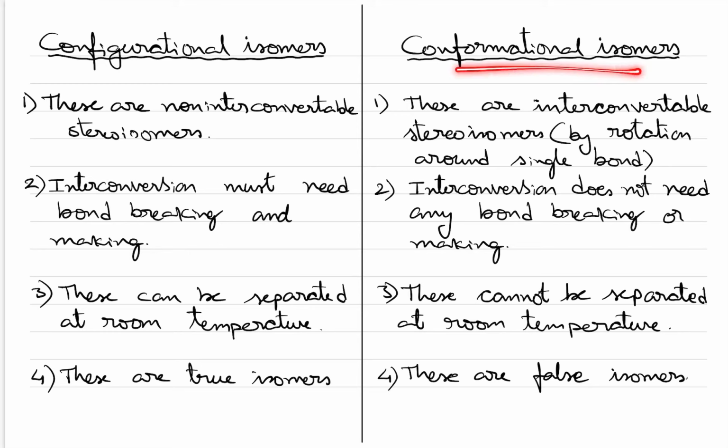Whereas conformational isomers cannot be separated at room temperature. That means they will always exist in the form of mixtures only. And the fourth point is that these are the true isomers.